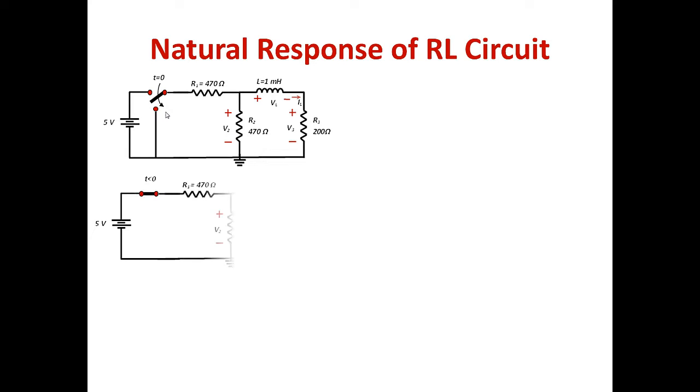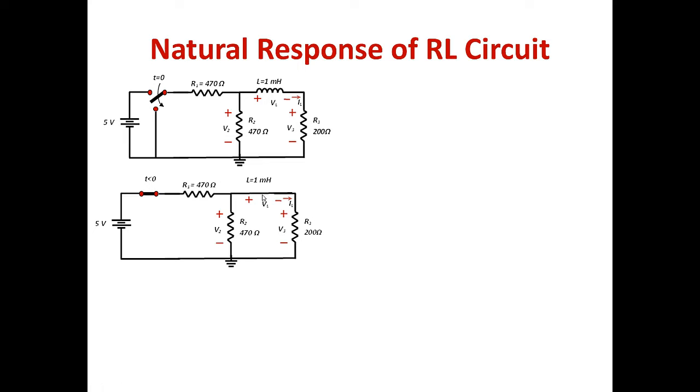So for t less than 0, before the switching, the switch was connected to the voltage source, so that's what we have here. We have 5 volts connected to the RL circuit, and this has been happening for a very long time. That means this is a DC circuit, and we know that at DC the inductor is a short circuit, so I'm going to model the inductor with a short circuit like this.